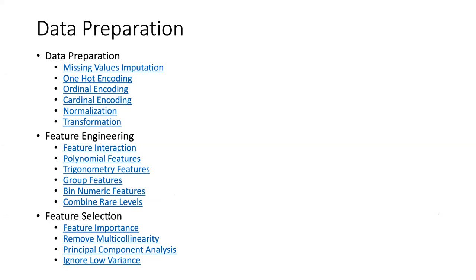Feature selection, again feature importance, so which features have more impact on the output, and again considering the variance and bias and reducing the dimension using PCA. So these are all the steps involved in preparation. In code we will execute all these steps one by one.